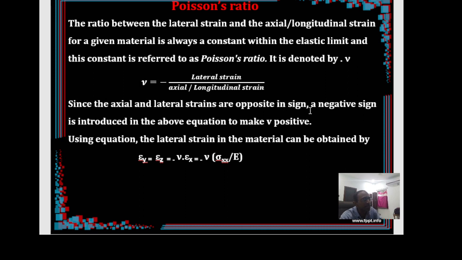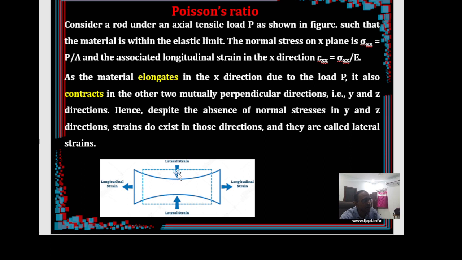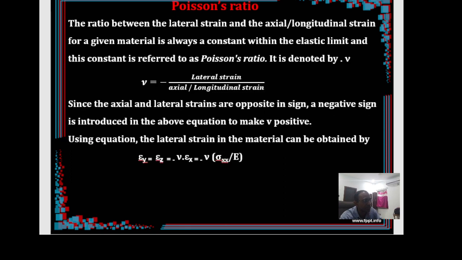The ratio between the lateral strain. What is lateral strain? The strain happening in the other directions, except the longitudinal direction. Whatever strain happens in the other directions, that is lateral strain. That lateral strain divided by the longitudinal strain, right, is called Poisson's ratio. Because the mutually opposite effect is happening, the negative sign is used here. Because one direction is stretched out, the other direction has quite the opposite, therefore the negative is used. So since the axial and lateral strains are opposite, the negative sign is used. That's what I just told.